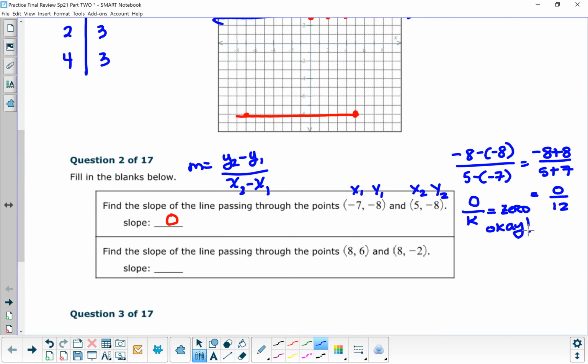All right, let's take a look at the next one, 8, comma 6, and then 8 and -2. So this one I'm going to just use the slope formula for. So we have x1, y1, x2, y2. So -2 minus 6 over 8 minus 8, which gives us -8 over 0. This is undefined.